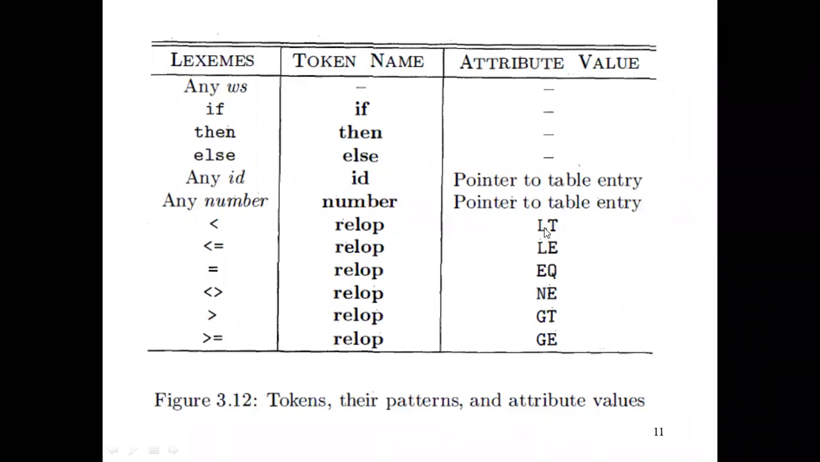This is called the attribute value. LT means less than, LE less equal, EQ equal, NE not equal, GT greater than, GE greater equal. So we indicate by LT, LE, EQ. These are called the attribute values. So this is the table.